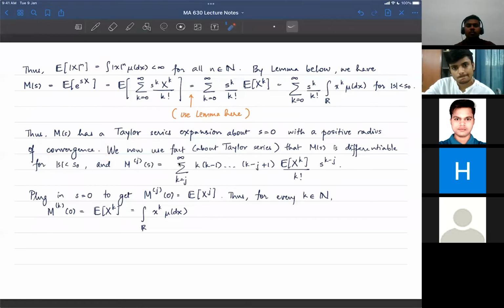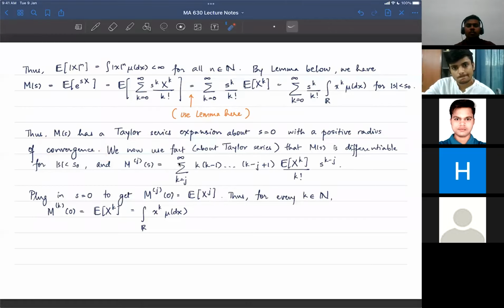This is not a statement about probability. This is a statement from basic real analysis. If I have a Taylor series which converges in a certain interval, then inside that interval you can differentiate as many times as you like. And further, the jth derivative is obtained by just differentiating term by term. The jth derivative of the Taylor series is obtained by differentiating the series on the right side j times. I'll leave it to you to check that this is the actual expression you get: the sum over k going from j to infinity of k times k minus 1 all the way up to k minus j plus 1, E of x to the k over k factorial, times s to the k minus j.